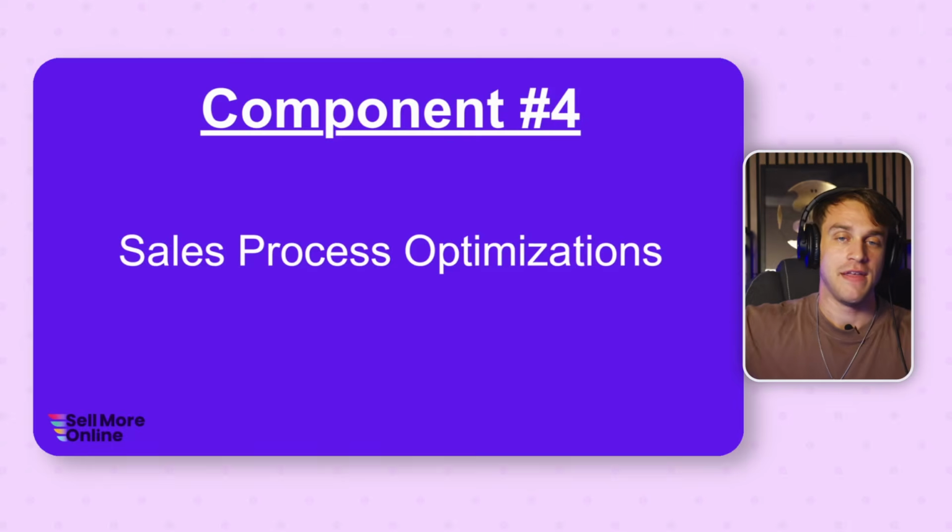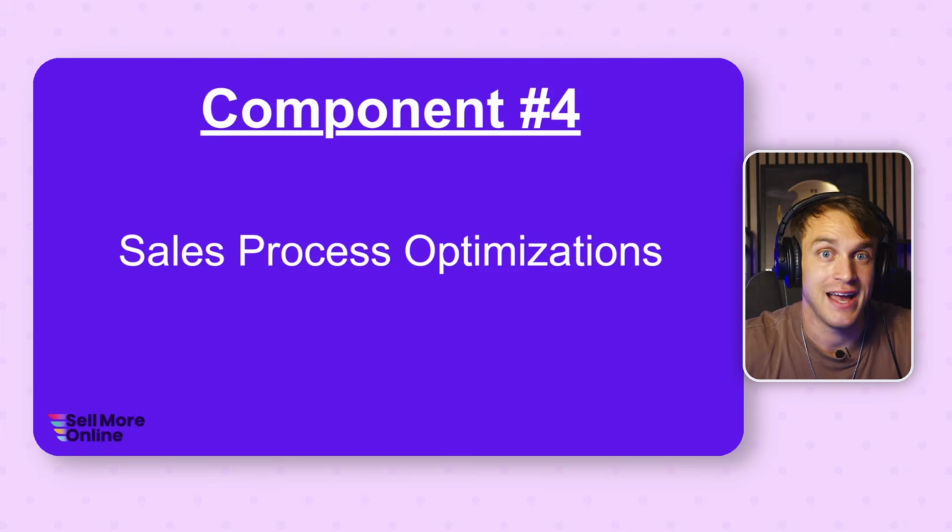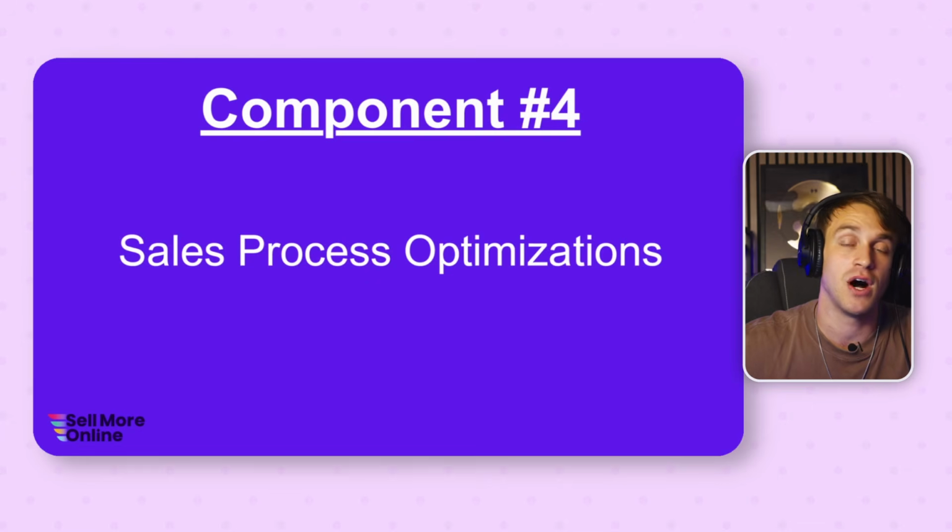So try that. And now component number 4 of a complete ad system is sales process optimizations. I have a full video on this page that's all about show rate optimization. That video is a lot more in depth on the sales process optimization. So make sure to check that out.